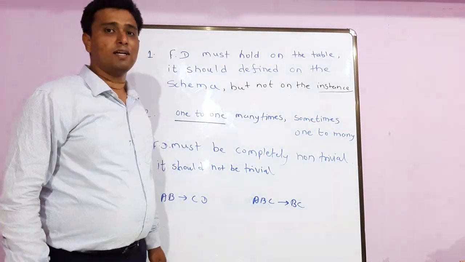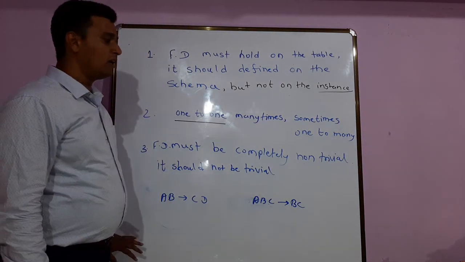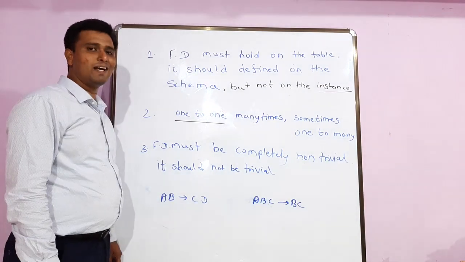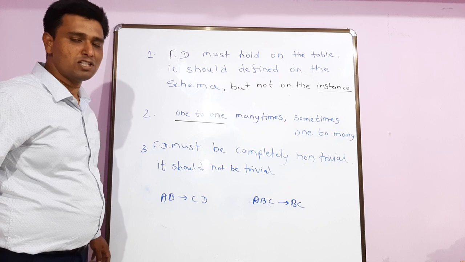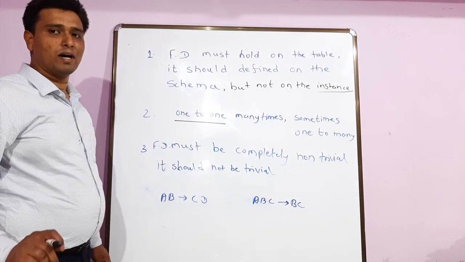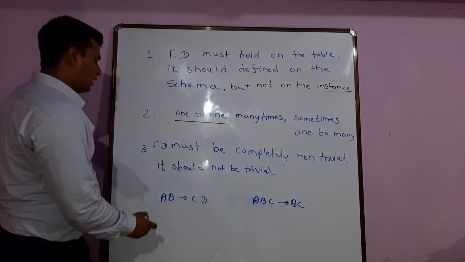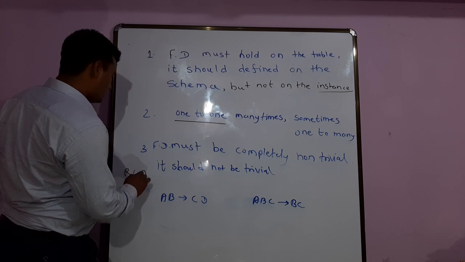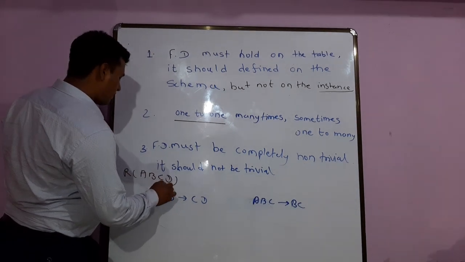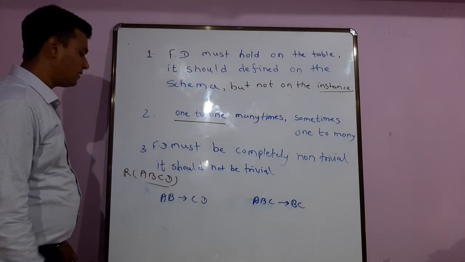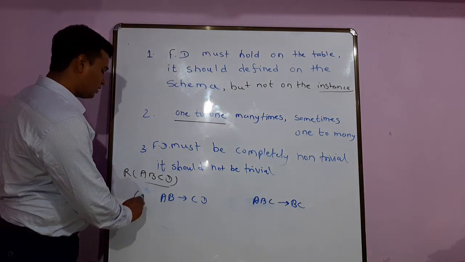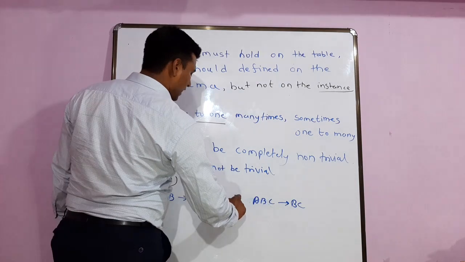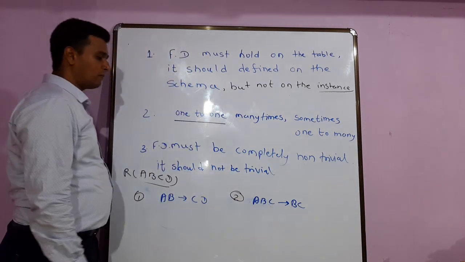It should be non-trivial completely. It should not be trivial. So what is non-trivial and trivial? It's very important to understand, because many times this term will be used in the question. So understand, a relation ABCD is there, having the four attributes A, B, C, D. Now this relation contains some functional dependencies. One of the functional dependencies, let's say, AB determines CD, and another will be ABC determines BC.